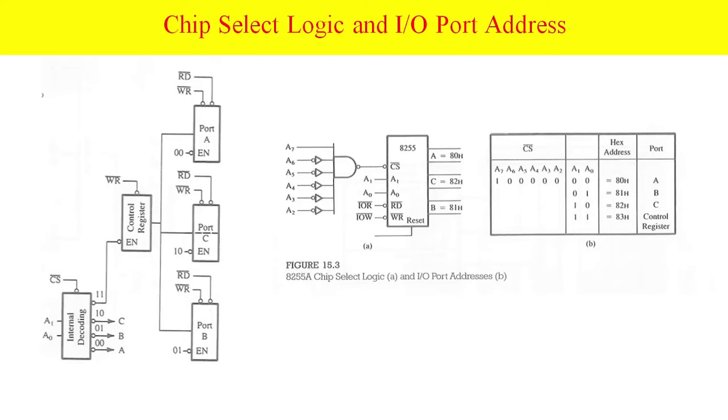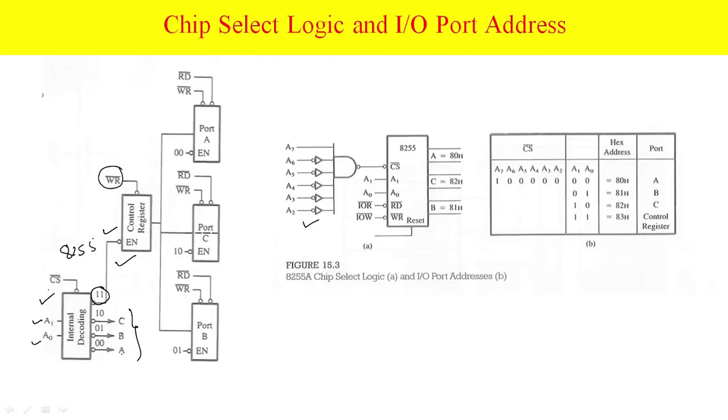So this is the block diagram. This is the internal decoding. It is available inside the 8255, this circuit. With the help of chip select, A1 and A0, you can choose any port for connection of the I/O port A, port B and port C. 11 is for the control register. So this is basically the write operation enable.